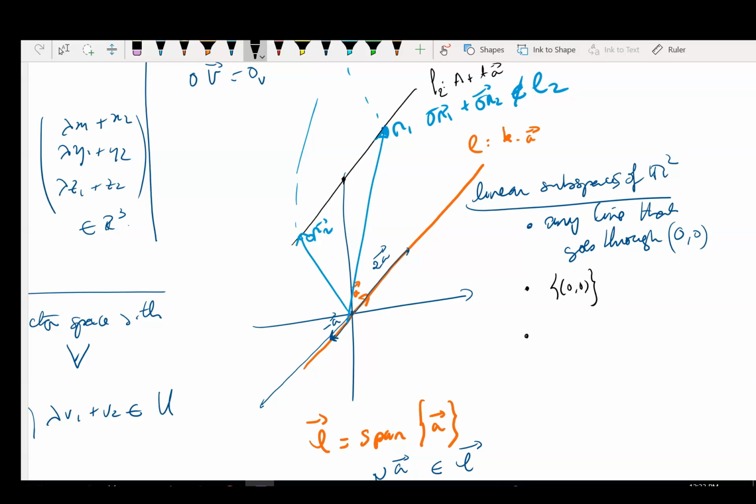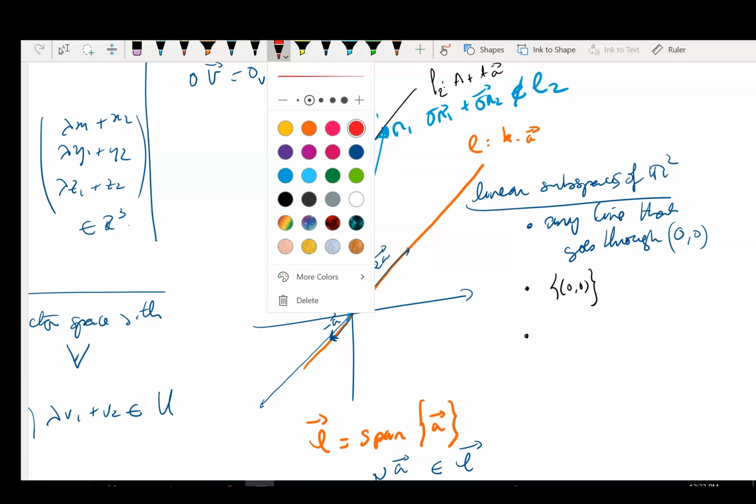Next thing I guess you see is that we can take combinations of two vectors. And so two vectors that are not in the same direction, so not on the same line. So if I take anything, let me use, I don't know, let's use red.